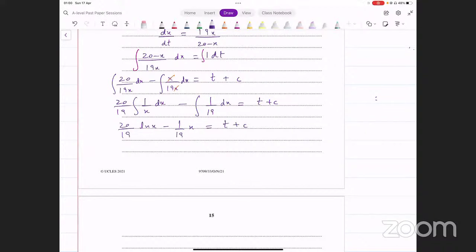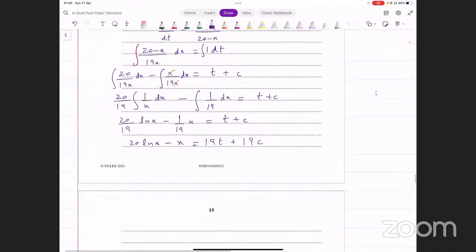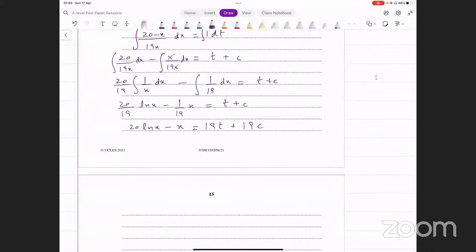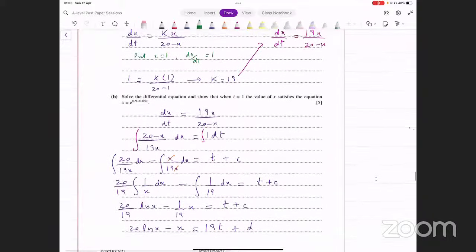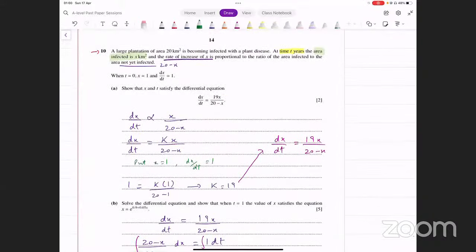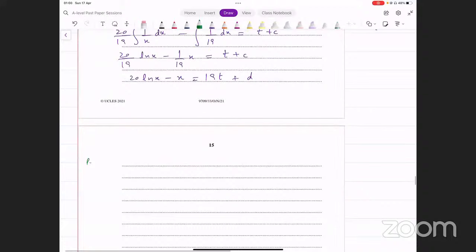Now we can multiply 19 on the other side. That's 20 ln x minus x equals 19t plus 19c. You can make 19c a new constant and call it another constant, d, or keep it as 19c, that's your choice. Now what to do? Input the values. Which values? t equals 0 and x equals 1. Let's input them.